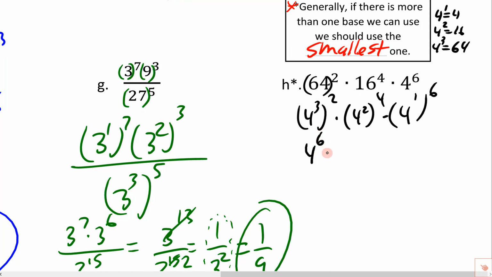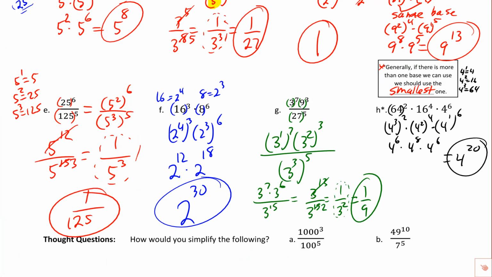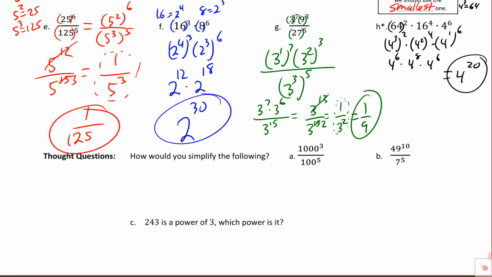So this is going to be 4 to the 6th, 4 to the 8th, and 4 to the 6th. So when we put all of those together, we end up with, let's see, this would be 14, and another 6 would be 20. So this is 4 to the 20th. Definitely too big to write down. Let's not even bother typing that into our calculator, and let's take a look at the last couple of problems here. Great skills that we're working on here.